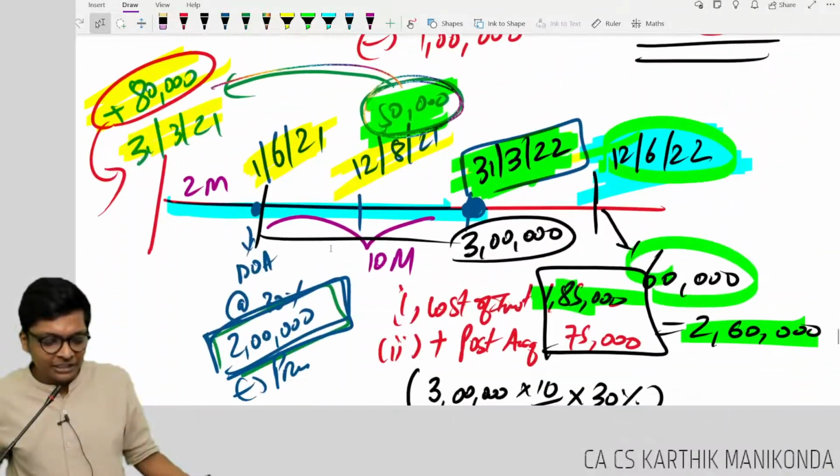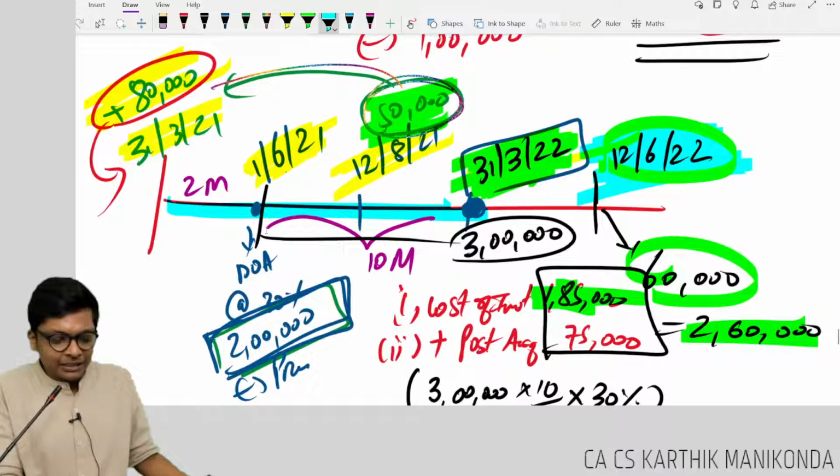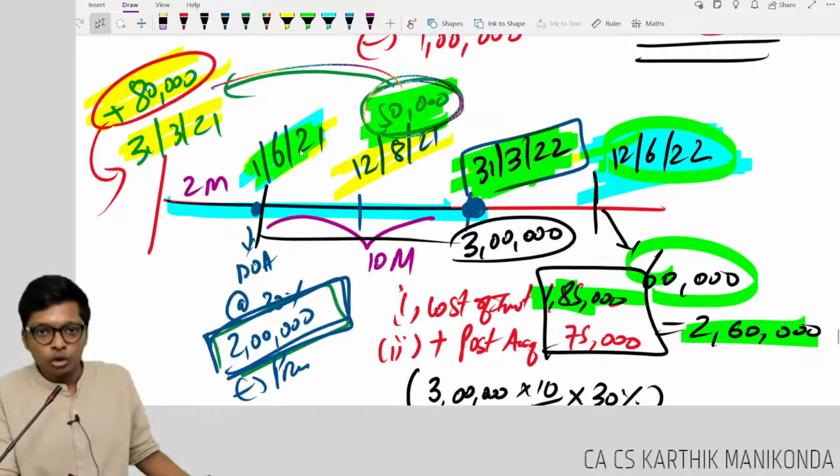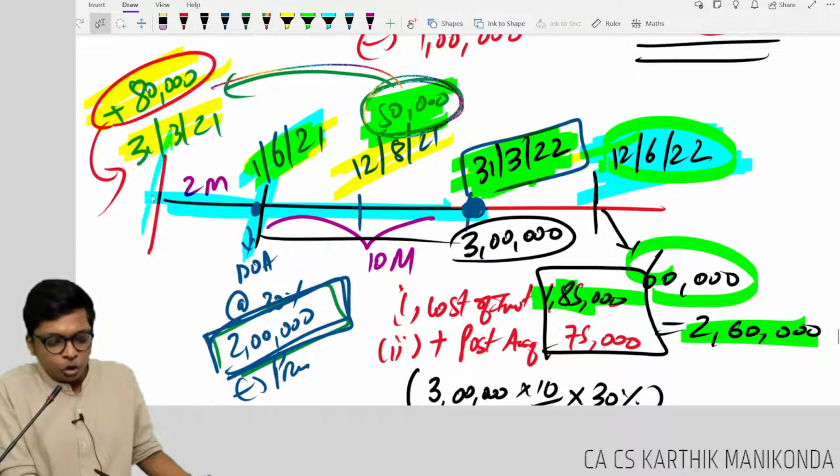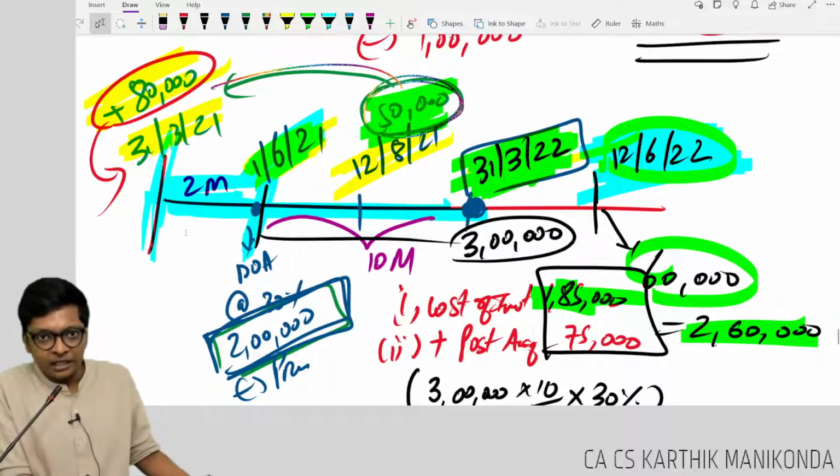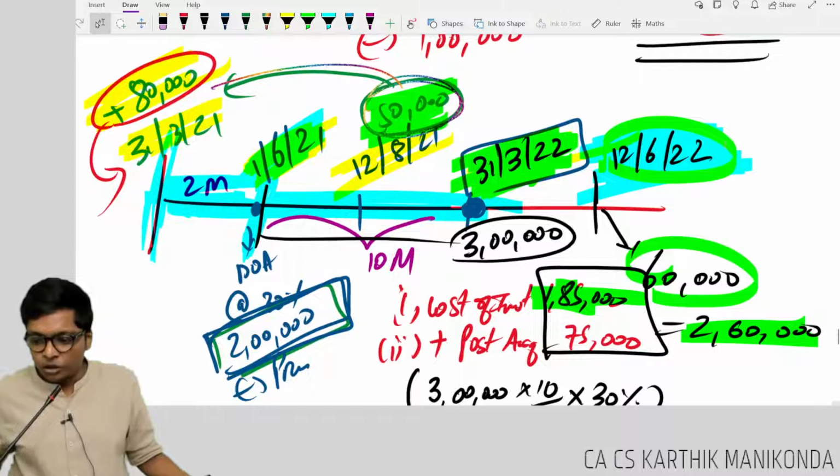Pre-acquisition, post-acquisition is nothing. I acquired the company on 1st June. So from 1st June, before 1st June, 2 months from beginning of the year is pre, after 1st June is post.